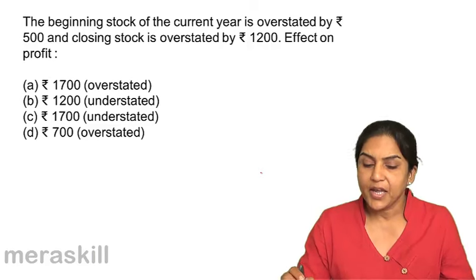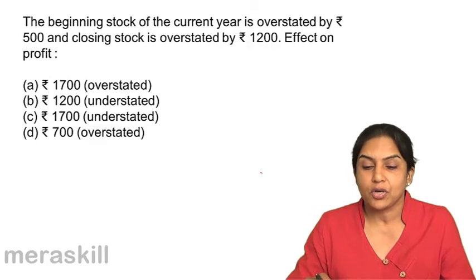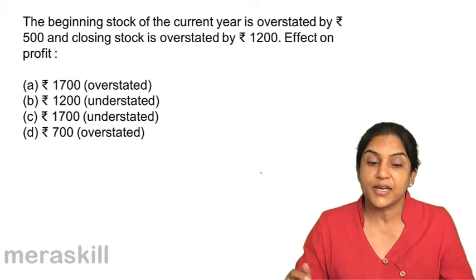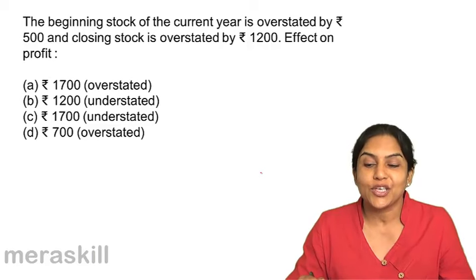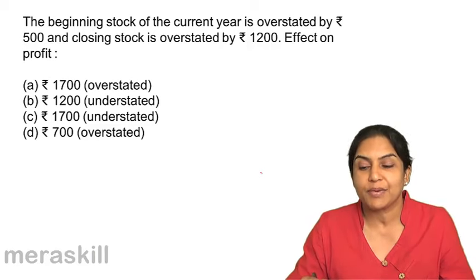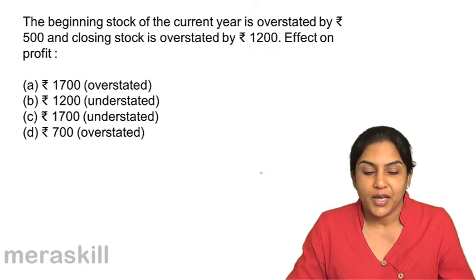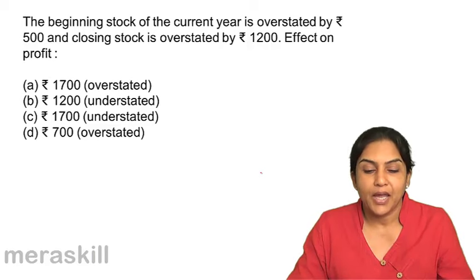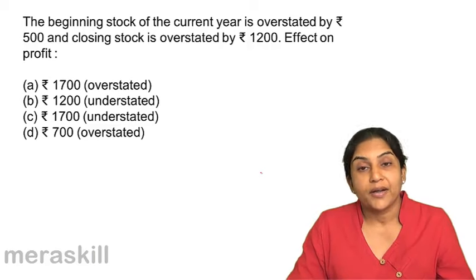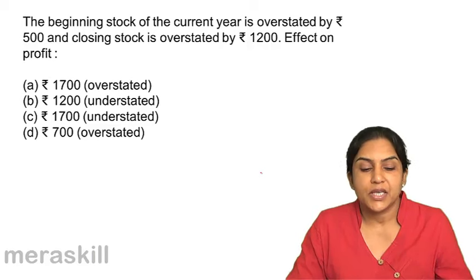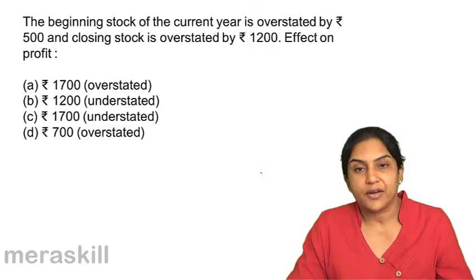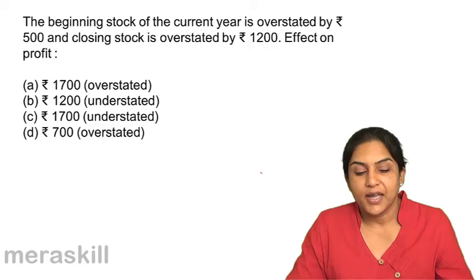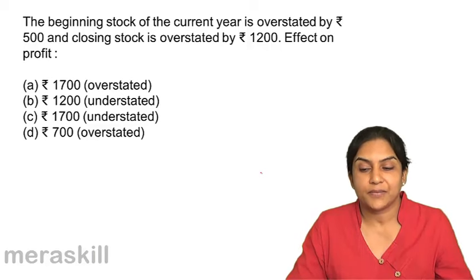Next, the beginning stock of the current year is overstated by 500 and closing stock is overstated by 1200. Effect on profit. A. 1700 overstated. B. 1200 understated. C. 1700 understated. D. 700 overstated.